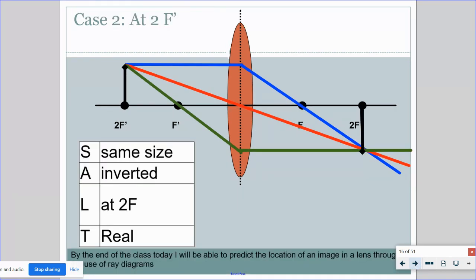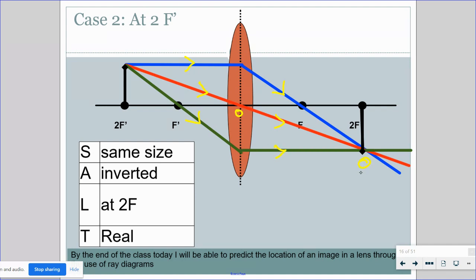In the second case, again, we draw one straight in parallel to the principal axis, and that will refract down through F. The second one goes straight through the optical center. And then the third one goes through the secondary focal point, hits the optical center, and then refracts parallel.